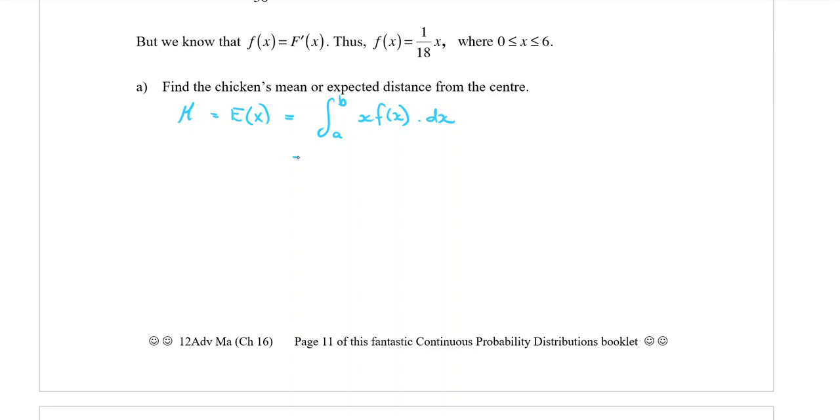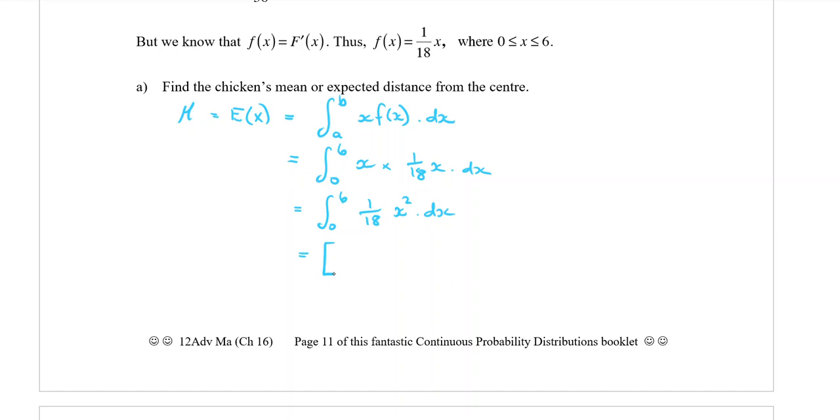Okay, for my particular question, we are integrating between 0 and 6 because that was the domain that I was given. My x is going to be times with the f of x, this is lowercase f of x, which is the 1 over 18x, dx. Okay, I'm going to put those together so that I can integrate it. So from 0 to 6, I would have 1 over 18 x squared dx. Just timesing my x's together. Okay, integrating. Square brackets.